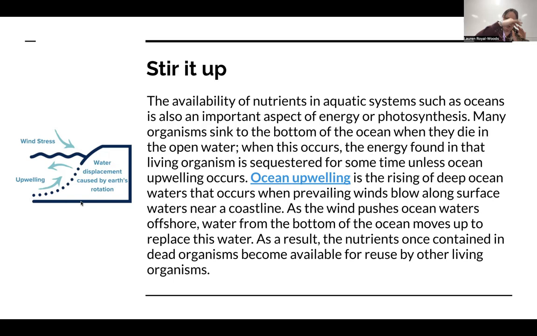So the wind going across the surface of the ocean actually causes the ocean to churn. And we get currents because of this too. Currents are extremely important for moving all of this around, which is why we have things like the Gulf Stream and stuff like that. And whales follow it.